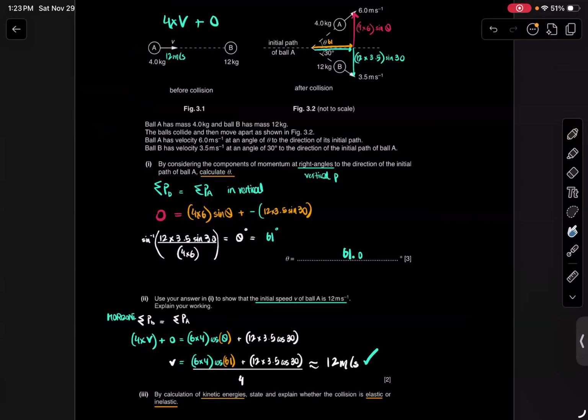Think about it. I'm going to give you 2 to 3 minutes and then I'm going to solve it. You have all of the velocities. You can pretty easily calculate the kinetic energies.